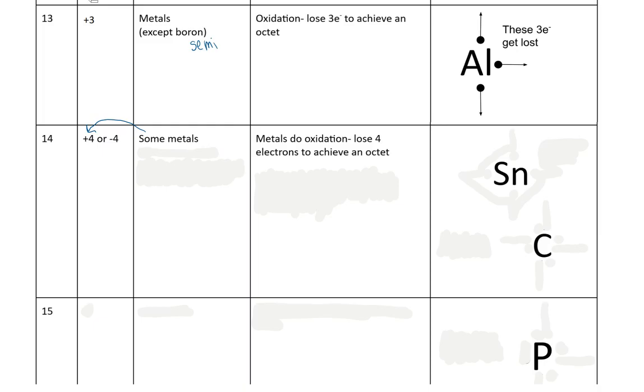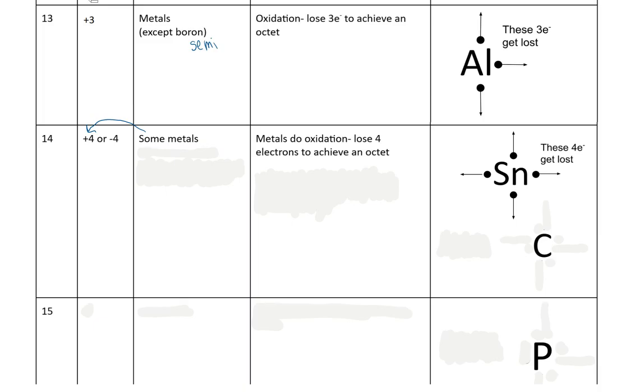So here's an example. Sn is tin, and so I could draw its 4 valence electrons there. Because tin is a metal, it's going to lose all 4 of those electrons. Then it will have its octet, it will be an ion, it will be very happy, okay? So a metal in that group will be the +4.